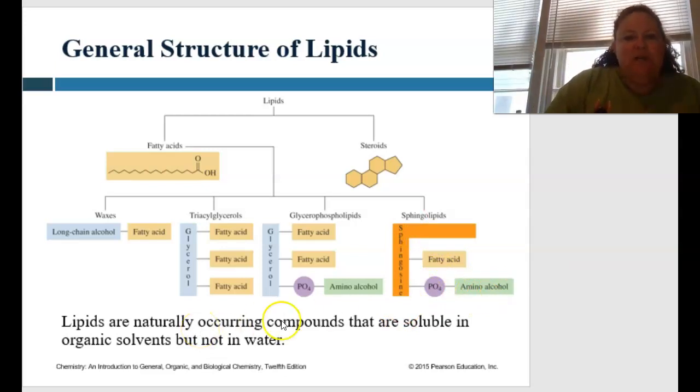So lipids are naturally occurring compounds that are soluble in organic solvents, but again, not in water. Think of oil and water and how they don't mix.